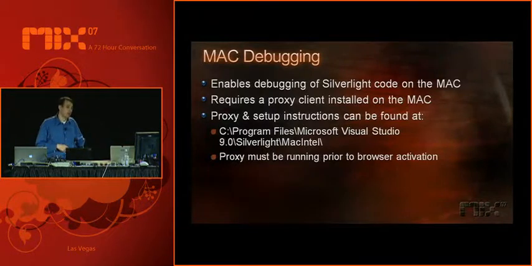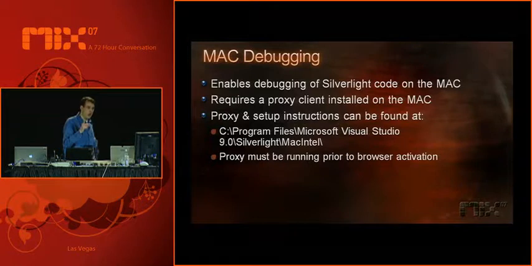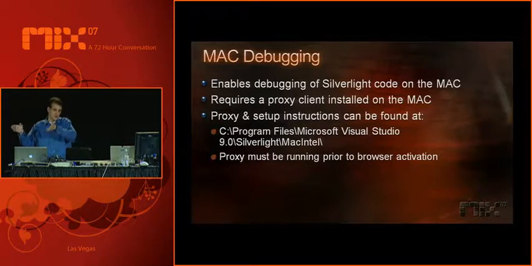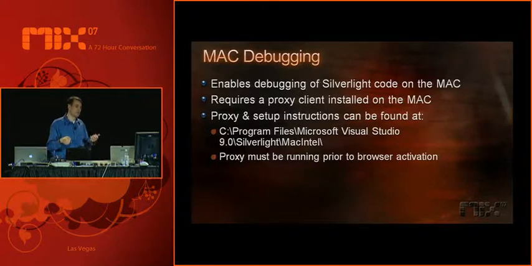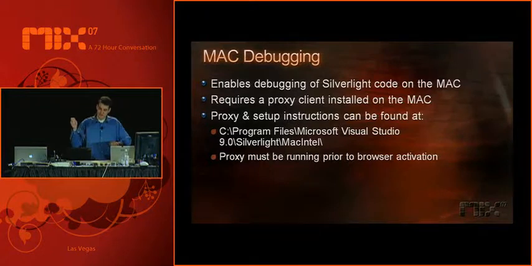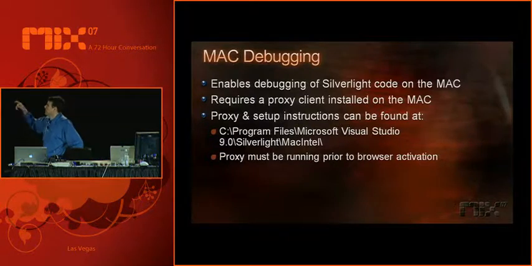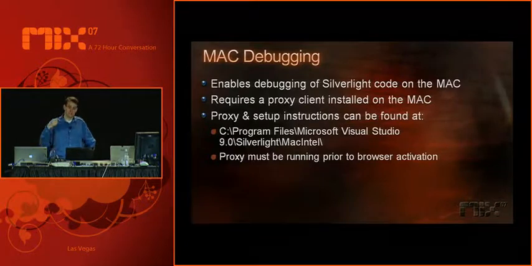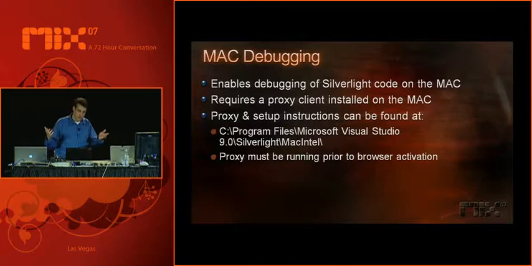Same thing. The one requirement is that you have to have a debugger proxy installed on the Mac. We've got to have something to connect to, right? Pretty obvious. The proxy is available with the Visual Studio Alpha add-in for Silverlight. It's available once you've installed all the Visual Studio pieces in this directory that I just referenced, Visual Studio 9, Silverlight, Mac, Intel. So you get that proxy. There's a document inside that same directory that walks you through what you need to do to get it set up. That's pretty much all you've got to do.